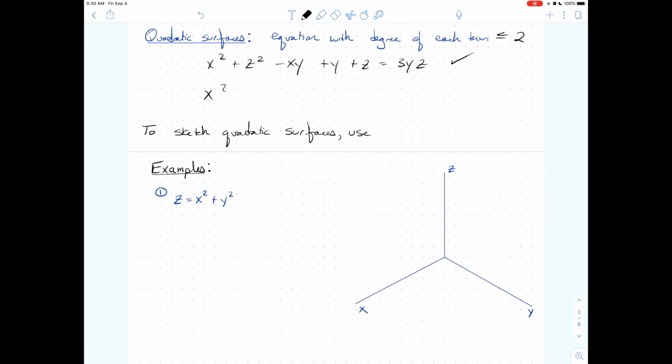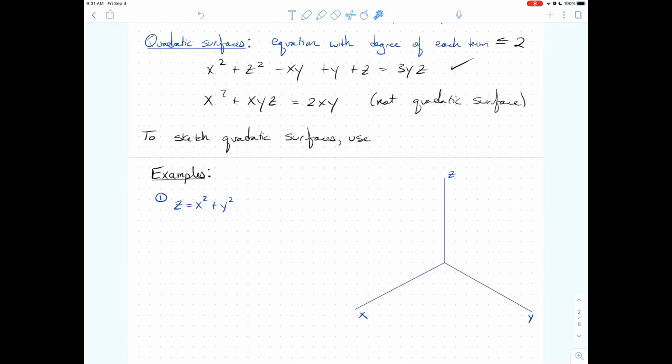What about this one? X squared plus xyz equals 2xy. This is a degree 3 term, so this is not a quadratic surface, or you could say equation if you want, but the graph of this would not be a quadratic surface. And so the big moral of the story is when you're graphing cylinders, you just graph the 2D version and then stretch it. When you're graphing other surfaces, and we're going to focus on quadratic surfaces in this section, you want to use what's called traces. And you can think about these as slices.